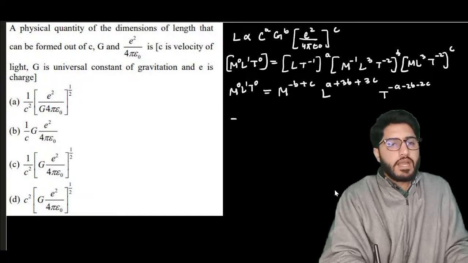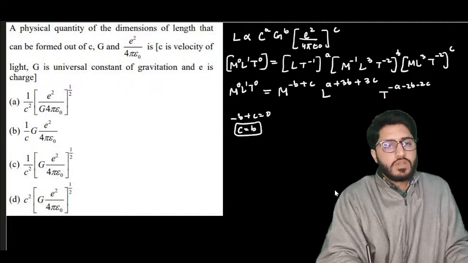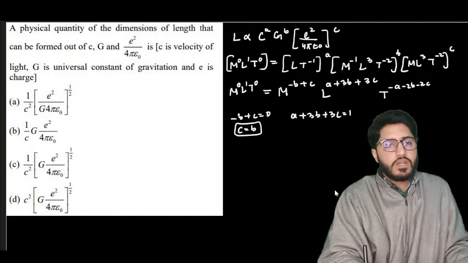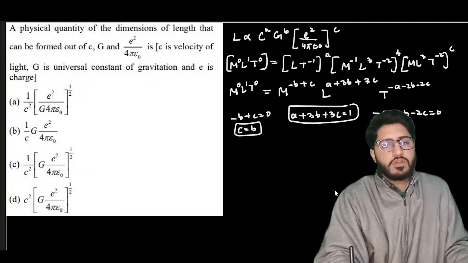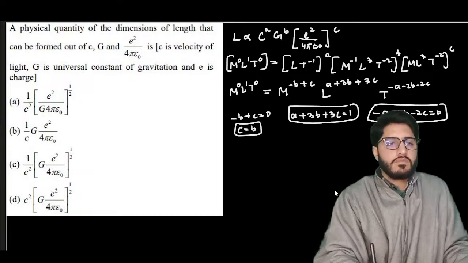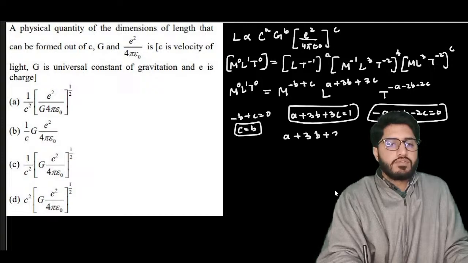So I will get minus B plus C came out to be 0. That means C is equal to B. 1. So here I have A plus 3B plus 3C equals to 1. Second equation. Third will be minus A minus 2B minus 2C came out to be 0. 3 equations. I will put here C. So A came out to be plus 3. B is equal to, I can B now, plus 3C. 3C is equal to B.